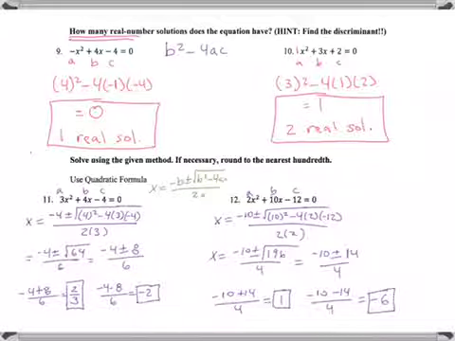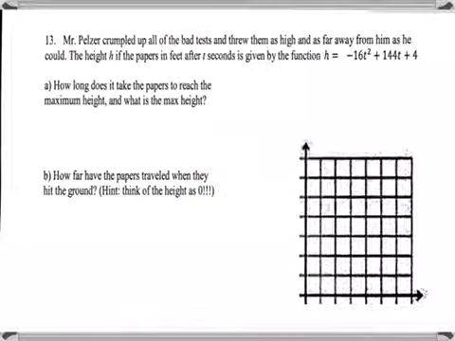All right, so last problem. Mr. Pelzer crumpled up all the bad tests and threw them as high and as far away from him as he could. The height h of the paper in feet after t seconds is given by the function h equals negative 16t squared plus 144t plus 4. All right, and this asks, how long does it take the paper to reach the maximum height, and what is that max height? So here they're essentially just having us find the vertex.